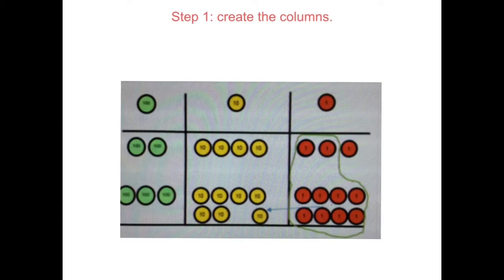Step 1 in using the concrete method. First of all, we need to create the columns. So here in my example, you can see that on my whiteboard I've got the hundreds column, the tens column, and the units, or as some people might know it, the ones. Alright, now we've created the different place value columns.